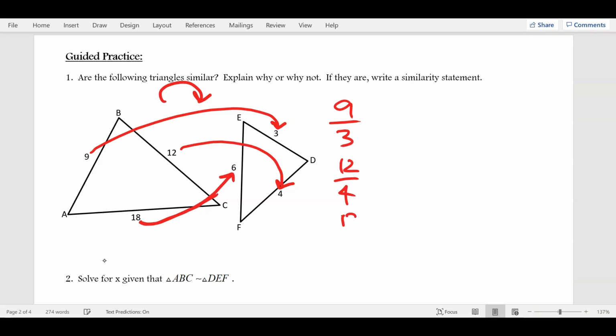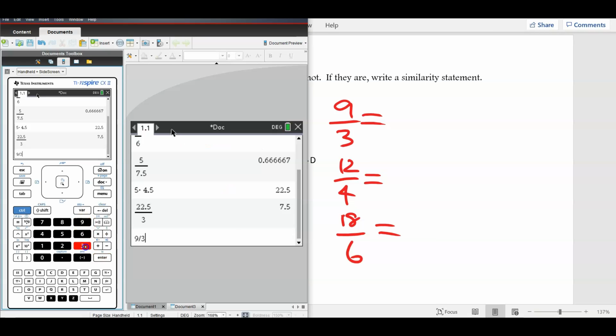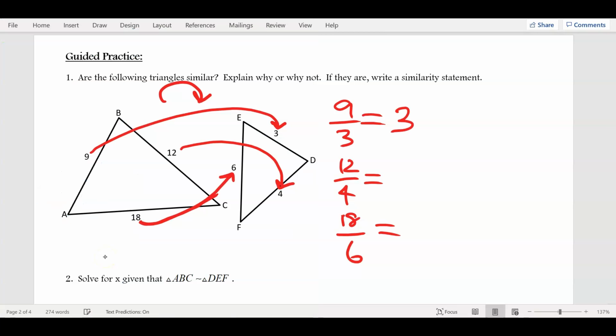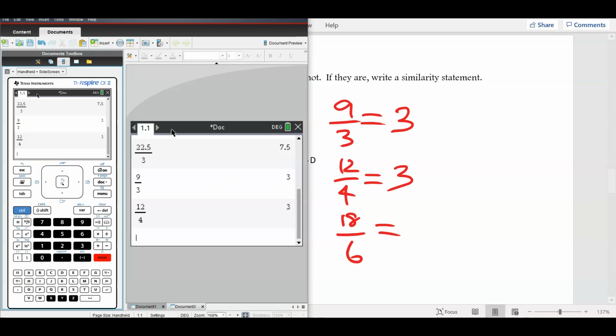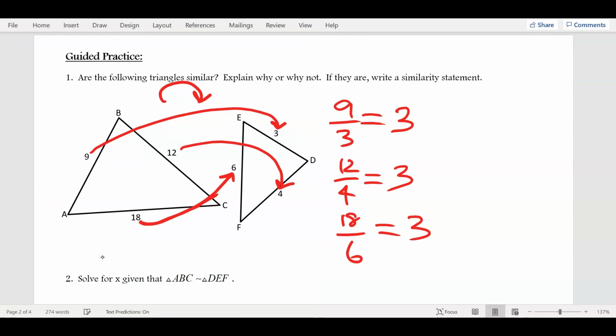Now here's the question. What do these three fractions equal? So 9 over 3 is 3. 12 over 4 is also 3. What do you think 18 over 6 is going to be? Always check every one of them, because if one of them's not right, then they're not similar. Okay, but in this case, they're all 3. Since every corresponding pair divides to make the same number, they're proportional. Okay, so are they similar? Yes. The sides are proportional.